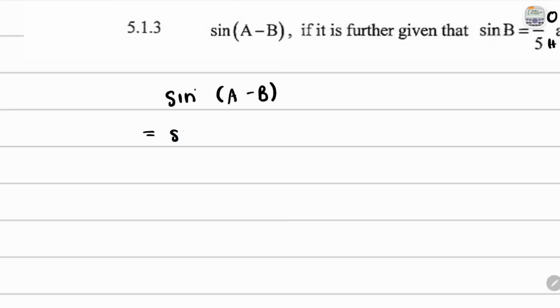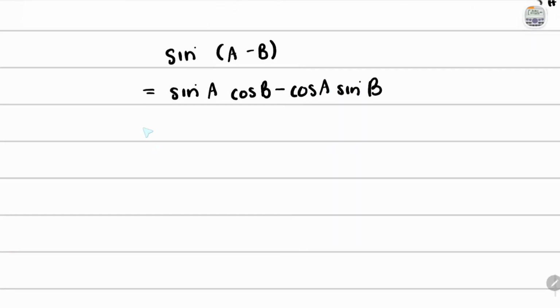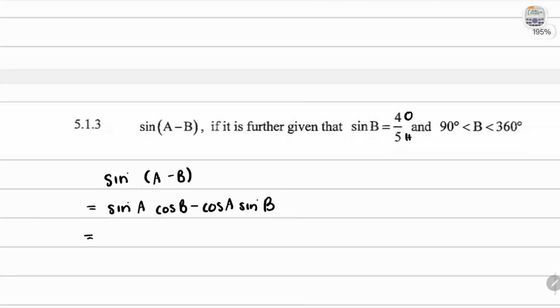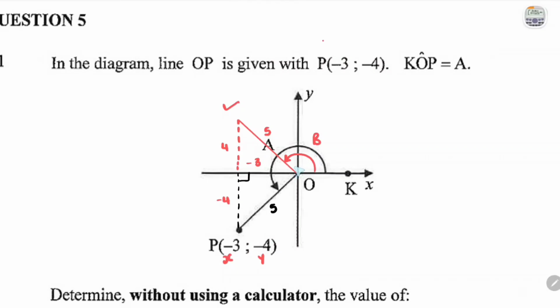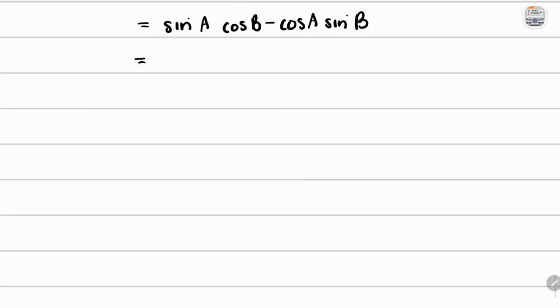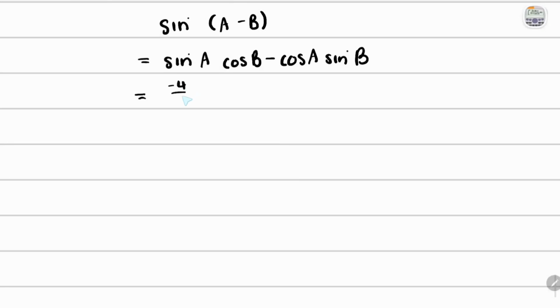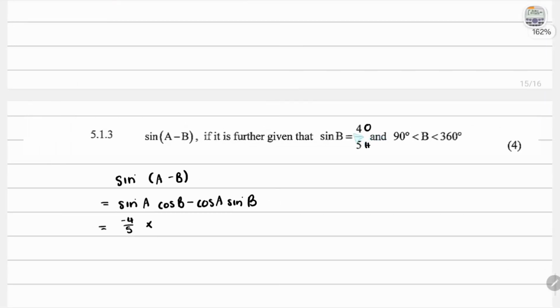So this is going to be sine A cos B, and then the sign stays the same, cos A sine B. So we're just substituting. What is sine A? We don't have it here, but it is here. So the opposite over the hypotenuse. So of A, which is the diagram we already had. So that would be over here, sine A is -4 over 5.